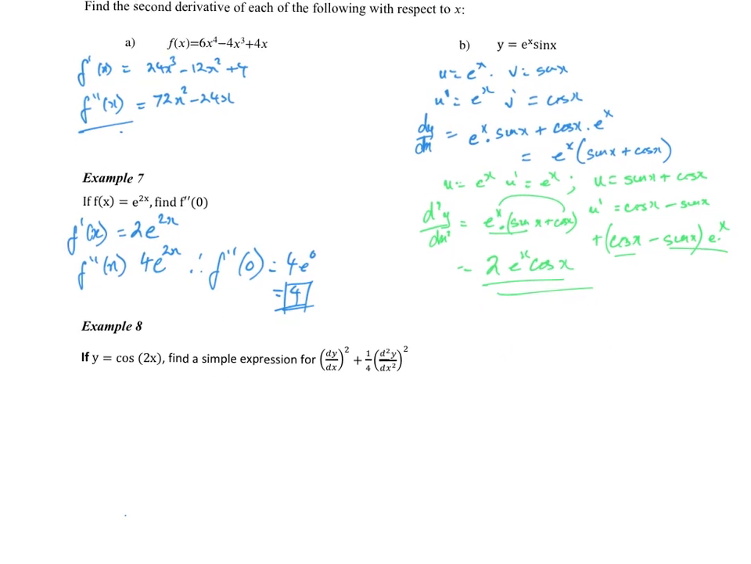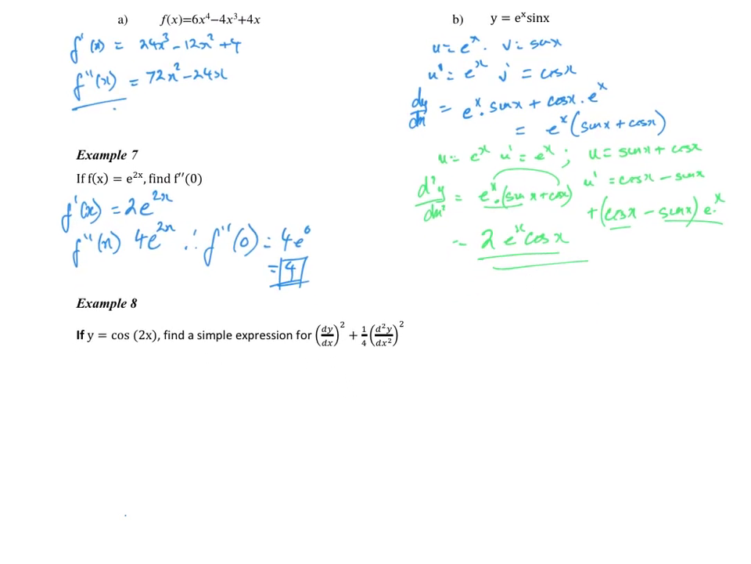Last one. If y equals cos 2x, find a simple expression for dy dx and d squared y dx squared. Okay. So let's go with dy dx is equal to the derivative of cos, which is negative sine, so it's negative 2 sine 2x. So therefore dy dx all squared is equal to 4 sine squared 2x.